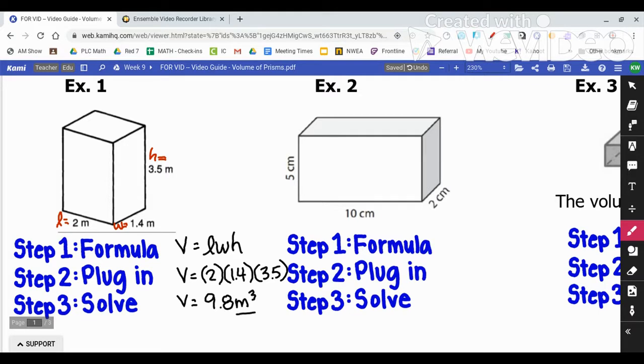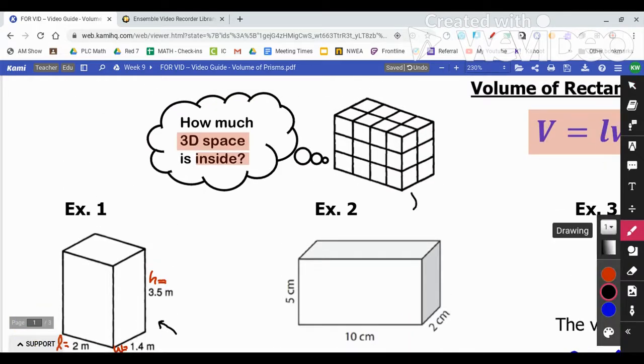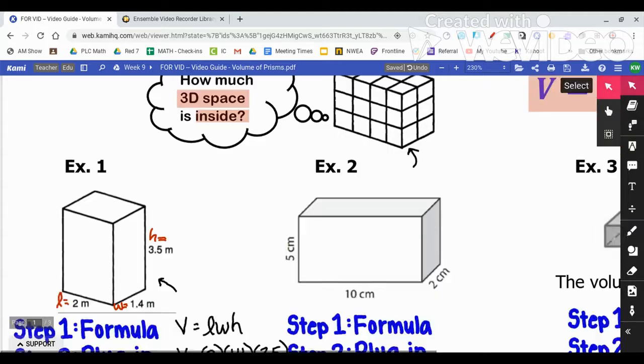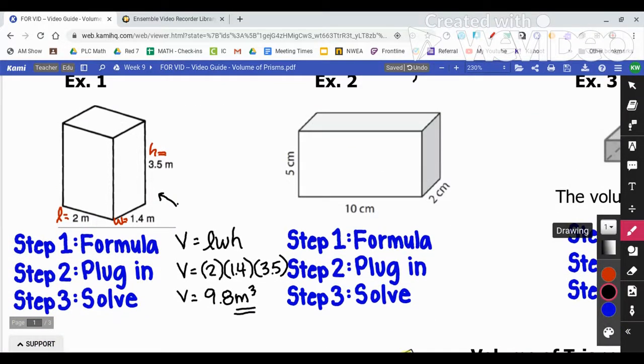Now for volume, your units are going to be cubed because you're trying to find out how many cubic units can fit inside that rectangular prism. So that's how many cubic meters could fit inside of this rectangular prism. Kind of like above. See how these are little cubes? If you imagine that each of those cubes has a side length of 1 meter, then 9.8 of those cubes would fit inside of that rectangular prism.